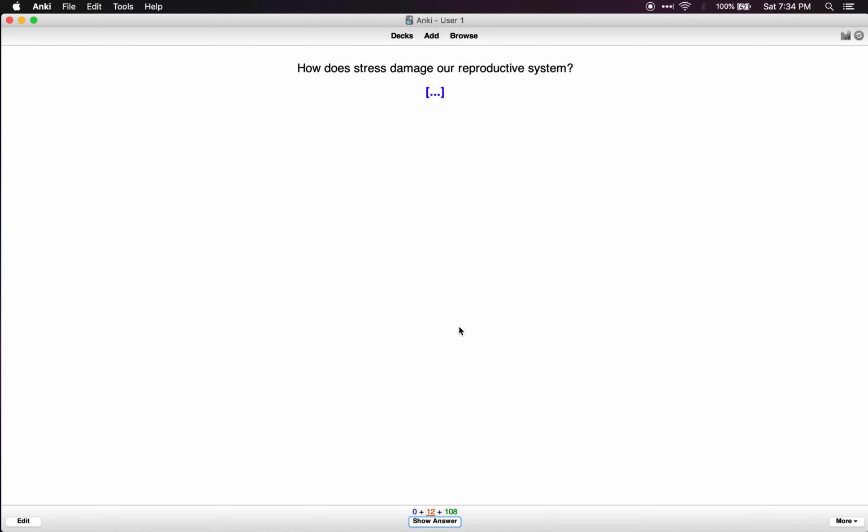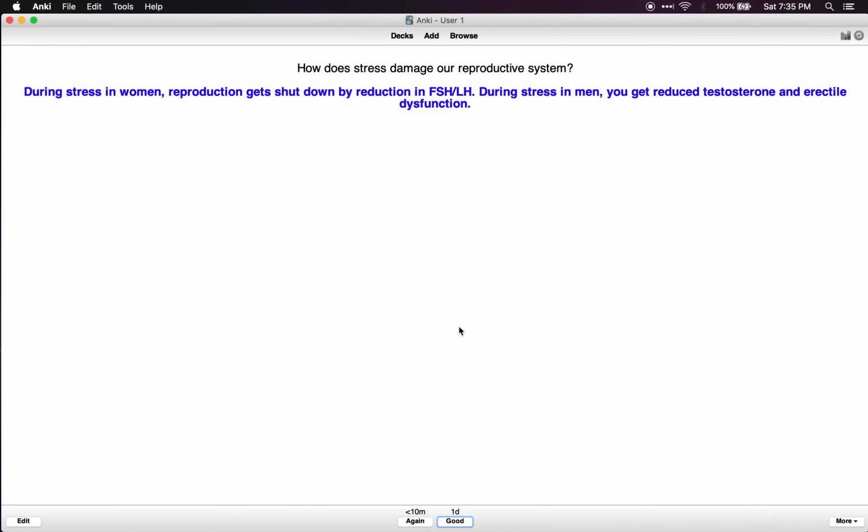How does stress damage our reproductive system? In women, it disrupts reproduction, or basically inactivates reproduction, because it reduces levels of FSH and LH. And in men, stress causes a reduced level of testosterone and causes erectile dysfunction.